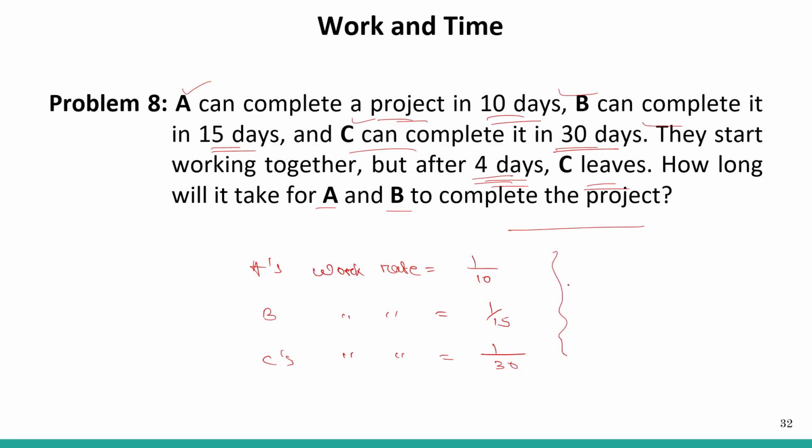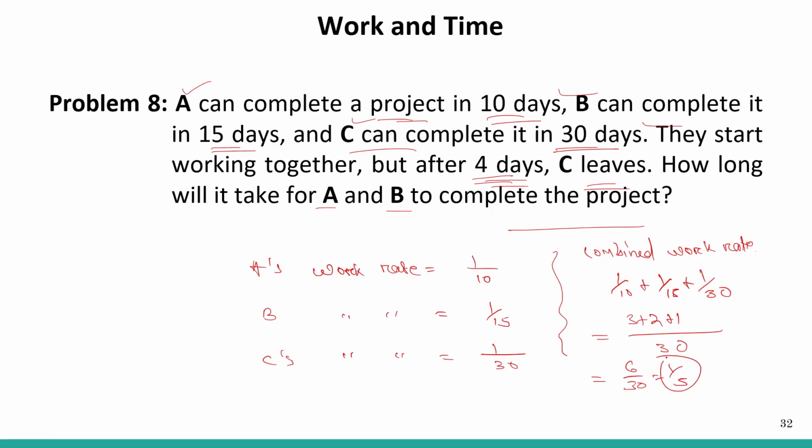So their combined work rate is equal to 1 by 10 plus 1 by 15 plus 1 by 30, right? So this is equal to, taking 30 as the denominator, 3 plus 2 plus 1. So 5 plus 1 is equal to 6 by 30, which is equal to 1 by 5. So 1 by 5 is their combined work rate, this much of the project per day.